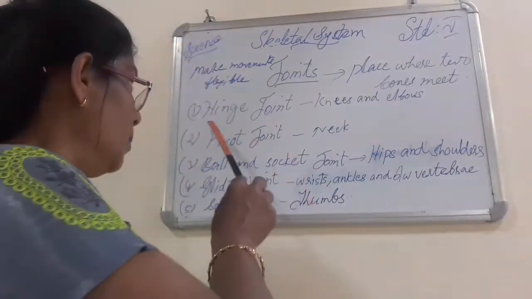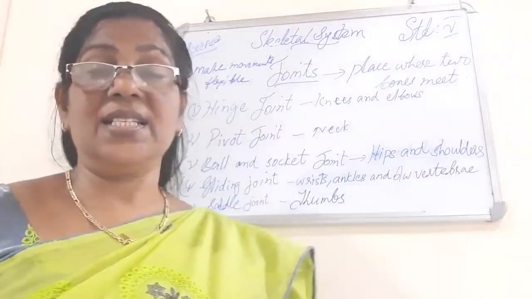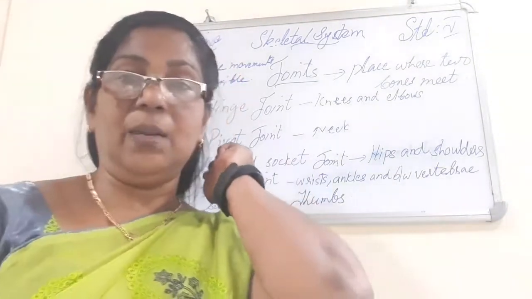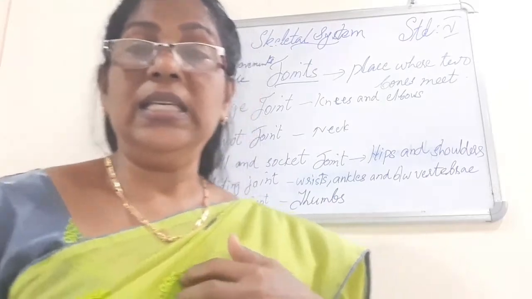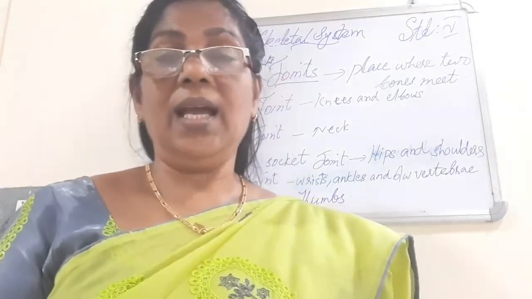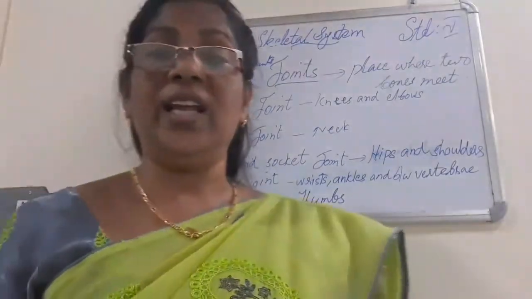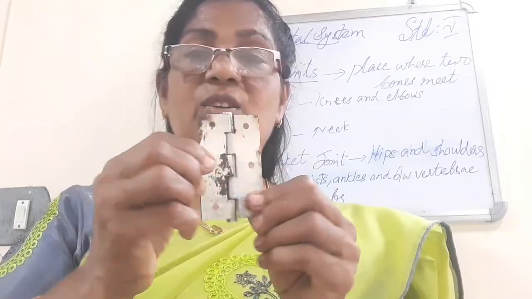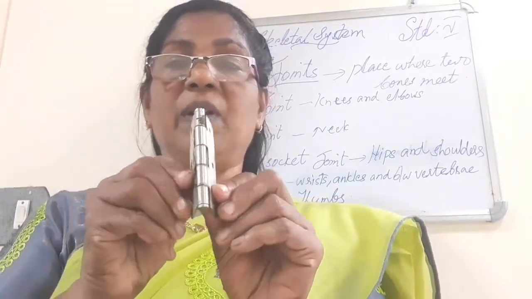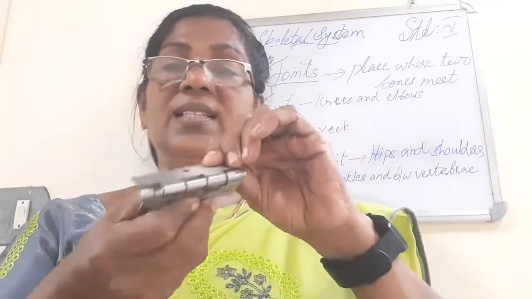First let us see about hinge joint. This type of joint is present in the knees and elbows. Elbow, you know, this is the elbow and there is knee in the leg. Okay. And this type of joint provides only one side movement, just like a hinge. This is the hinge of a door. And it provides only one way movement. Okay, just like this.